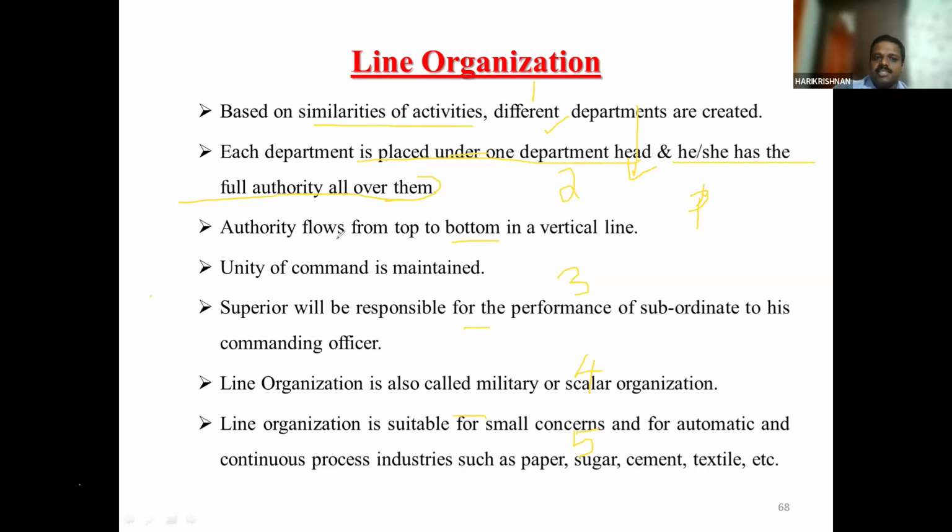Authority flows from top to bottom in a vertical line. Unity of command is maintained. The superior is responsible for the performance of subordinates under his command. Line organization is also called a military or scalar organization. It is used in small concerns and in automatic and continuous process industries such as paper, sugar, cement, and textile industries.